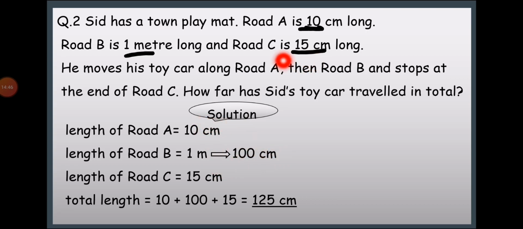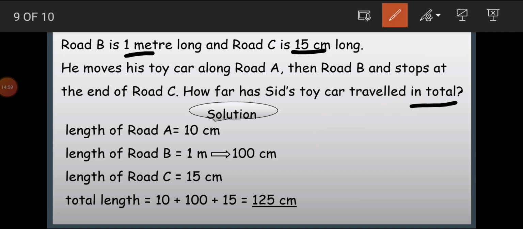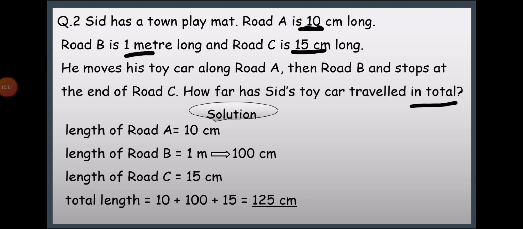Now we have all 3 lengths here. And what do we have to find? How far has Sid's toy car traveled in total? What is the meaning of total? It's the key point in the question, and it tells us which method or calculation we will use here. Total means find the total. We have to add all the three numbers present in the question. So it's an addition question. So we will write the addition number sentence here.